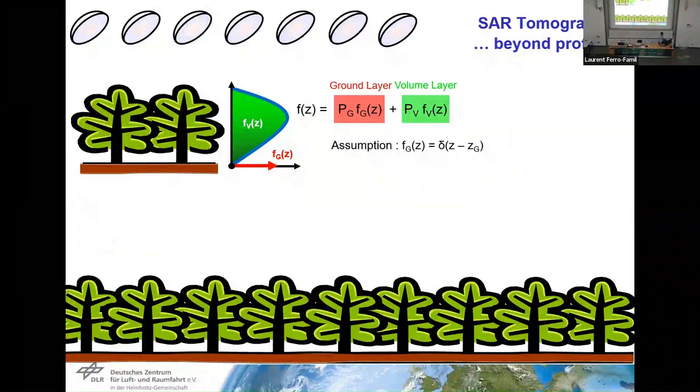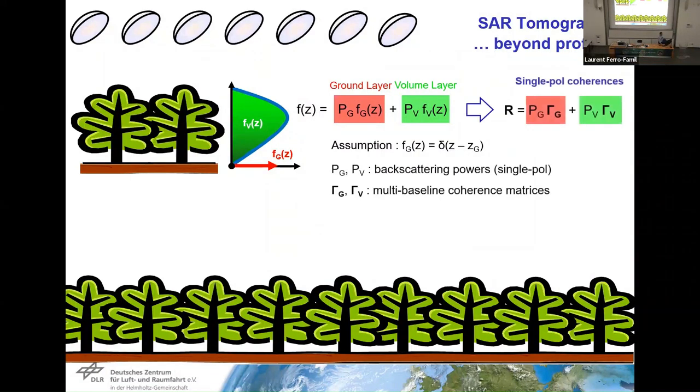Now, to close, I was mentioning that you can also extend this Pol-InSAR concept about the separation of the different scattering mechanisms to tomography. The model is the same. You just need to extend it to the multi-baseline case and to the tomographic coherence matrix. This is something, I don't know, on Monday maybe you have heard something about it. And it's just now an algebraic game.